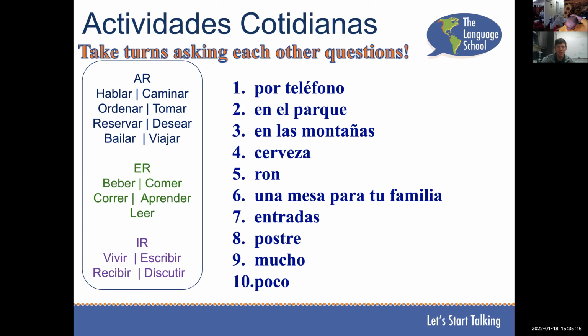Sí, en el parque. ¿Corres en el parque? Sí, corro en el parque. Más durante el verano. In the summer? Sí. Durante el invierno corro más en el gimnasio. That makes sense.